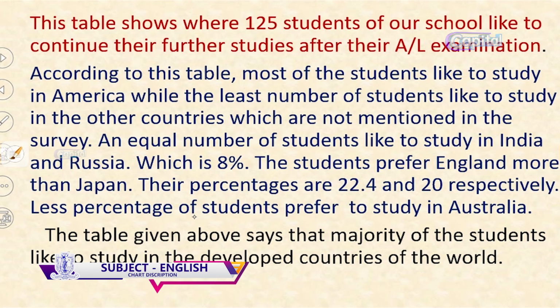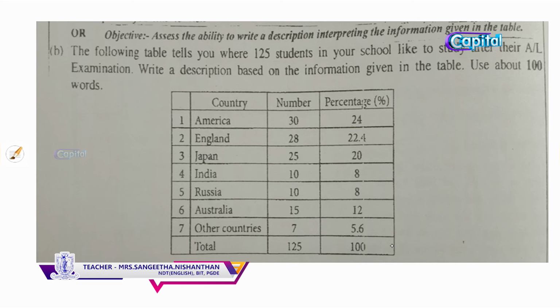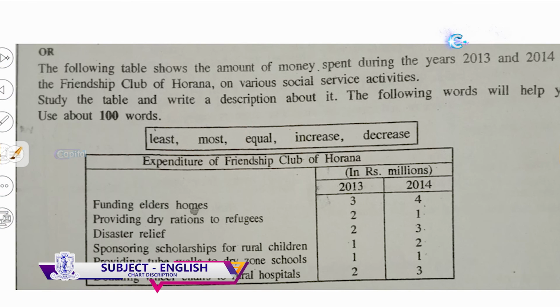And this is the key data that is shown from the table, and the conclusion is the table given above says that majority of the students like to study in the developed countries of the world. America, England, and Australia are mentioned as the developed countries, and they say that majority of the students like to study in the developed countries. In the second paragraph, we used most of the students, and in the third paragraph, we use majority of the students. So don't repeat the same words. It is better to change the wording for each paragraph.